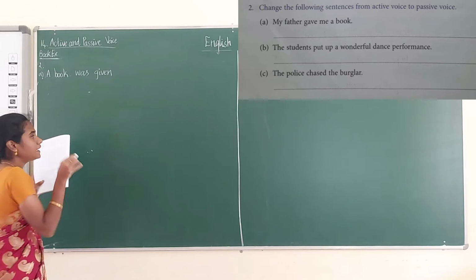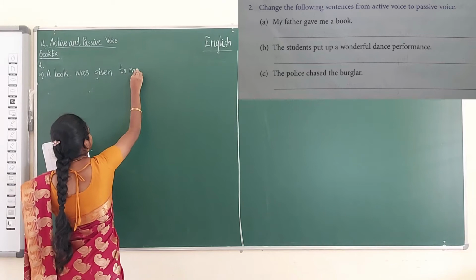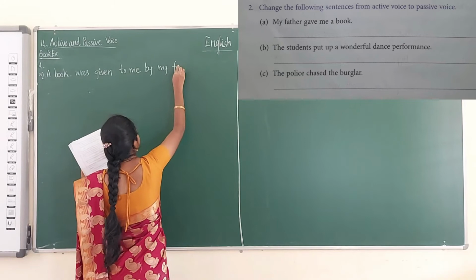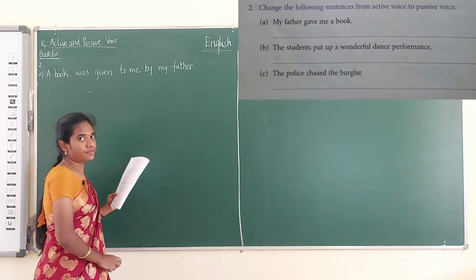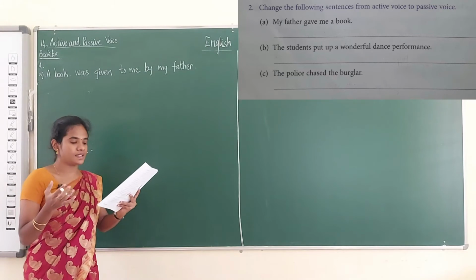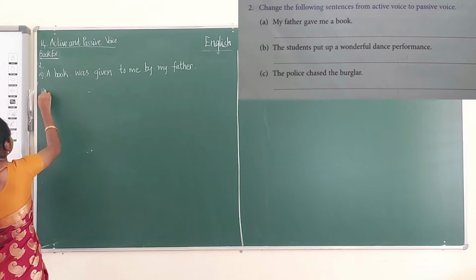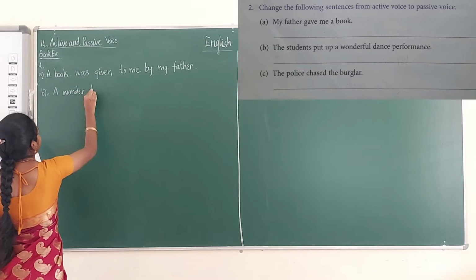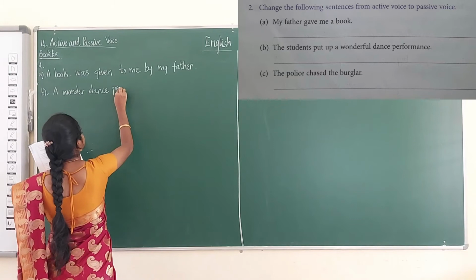Then after that, here me is there. So I have to write it as to me. Okay, to me. Then next, by my father. Okay, the book was given to me by my father. See the next one, the students put up a wonderful dance performance. So what is the object here? A wonderful dance performance. So you should write it as the subject. A wonderful dance performance.